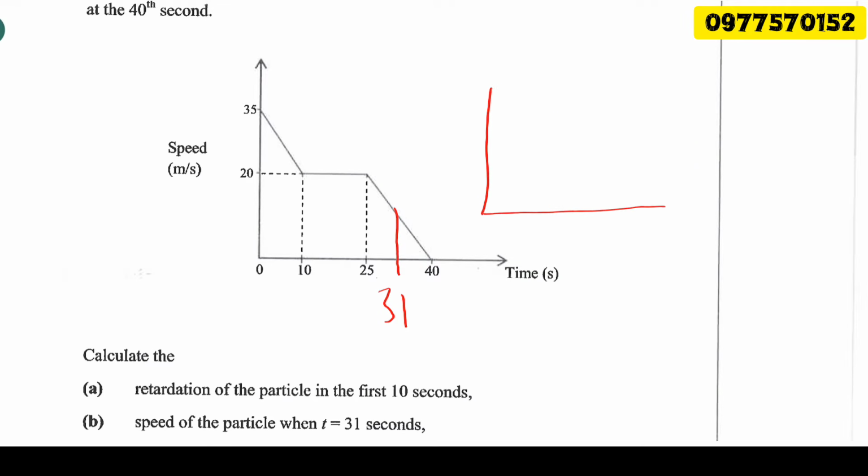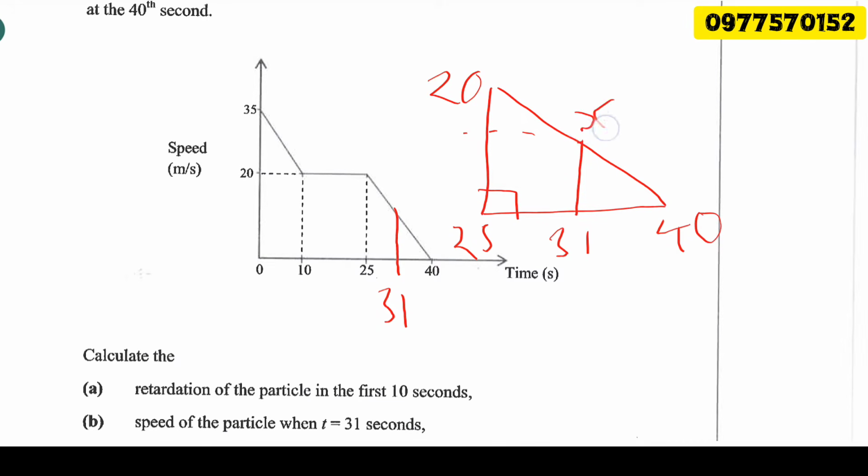Okay, let me draw this. Let me just write 25 here, then 40. Then on top here is 20, then 31. So we're going to use 31 here. Then what is the height here when it is 31 seconds? We don't know, so let's just write x here.